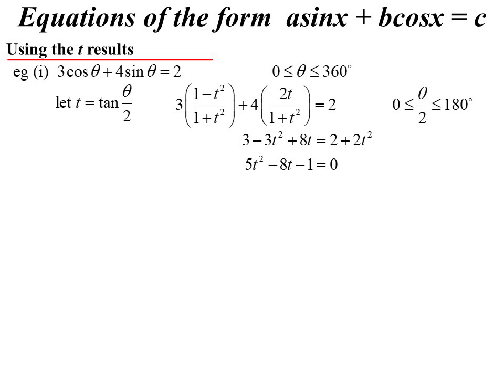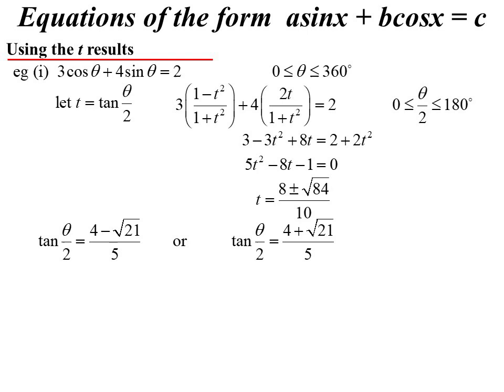Theta, remember we're looking for answers between 0 and 360. So as soon as I change it to t results, I am only looking for answers in the first or the second quadrants. So 0 and 180. It's not a nice neat number, but okay. So either tan theta on 2 is 4 minus root 21 on 5, or tan theta on 2 is 4 plus root 21 on 5. Now the nice thing about only looking in the first or second quadrant is that tan is positive in the first quadrant, tan is negative in the second quadrant.